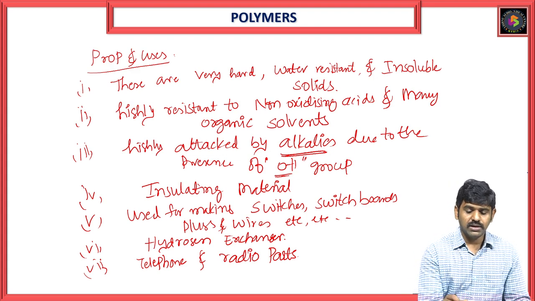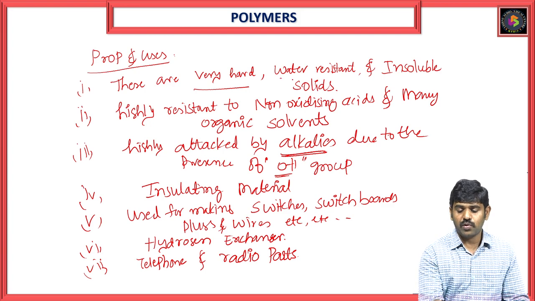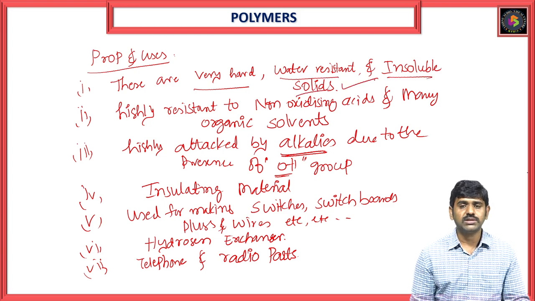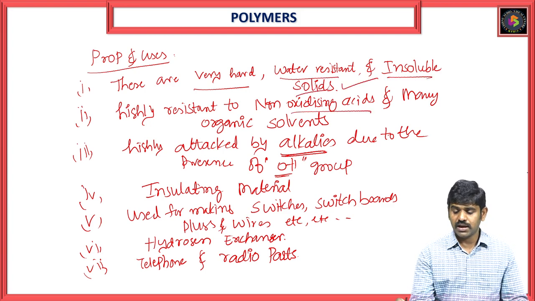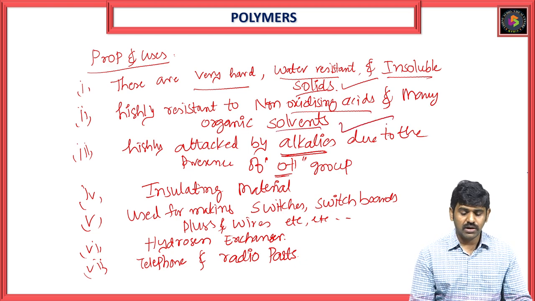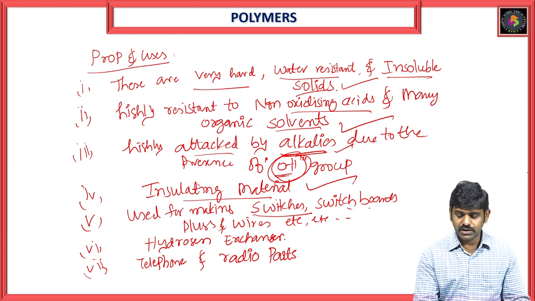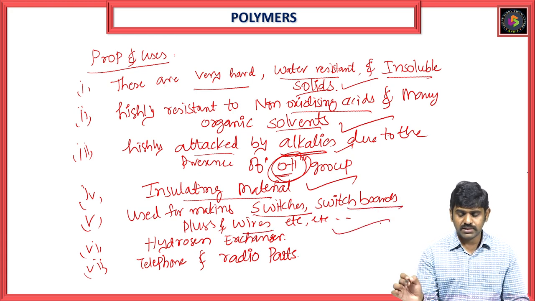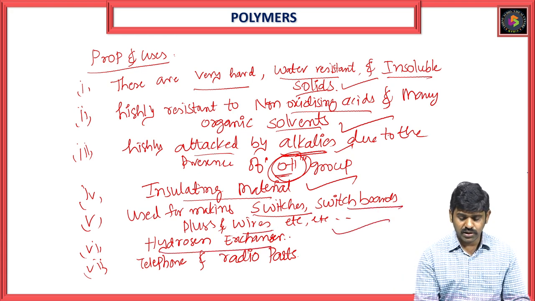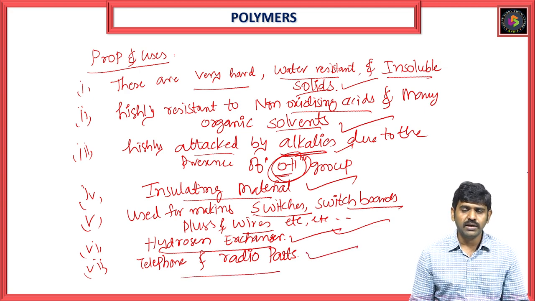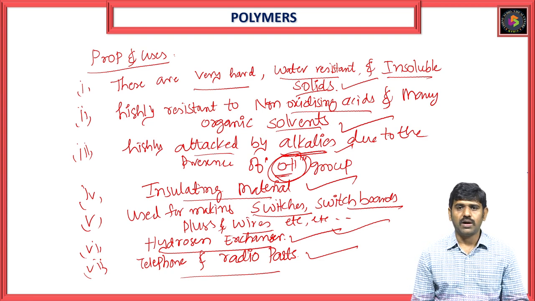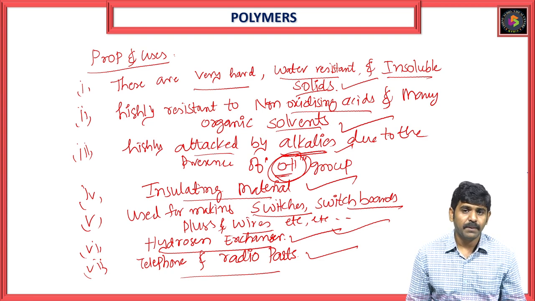Right? Once again, bakelites are very hard, water resistant and insoluble solids, resistant to non-oxidizing acids and many organic solvents, attacked by alkalis, that is mainly due to the presence of the OH group, right? Insulating material. Used for making switches, switchboards, plugs, wires, etc. Hydrogen exchanger, telephone and radio parts. So this is about bakelite.